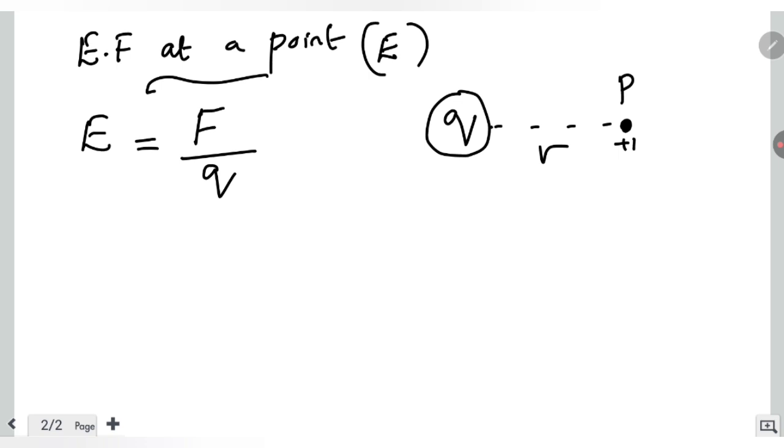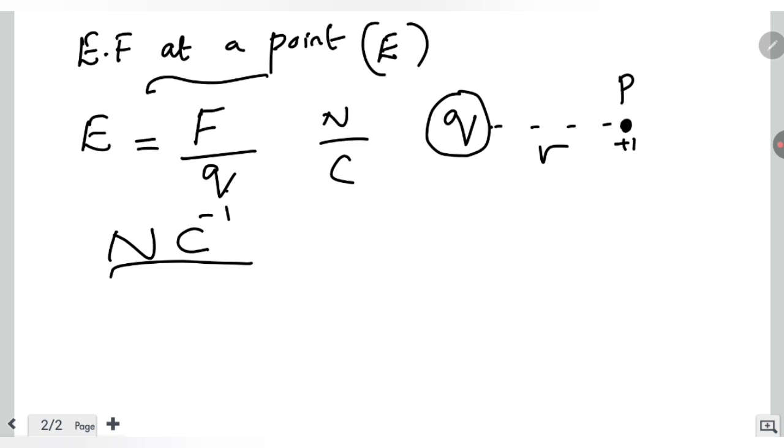So E is equal to F over Q. This is how we use the equation, the basic equation. The unit of electric field: what is the unit of force? Newtons. What's the unit of charge? Coulomb. So electric field unit is Newton per Coulomb, NC to the power of minus 1. And it's a vector quantity, because force is a vector quantity, so electric field is also a vector quantity.